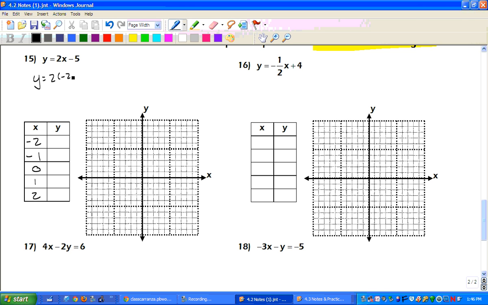Now what we have to do is start plugging those in. So 2 times negative 2 is negative 4. Negative 4 minus 5 gives us negative 9. All right, here's one. Y equals 2 times negative 1 minus 5. That's negative 2 minus 5, which gives us negative 7.